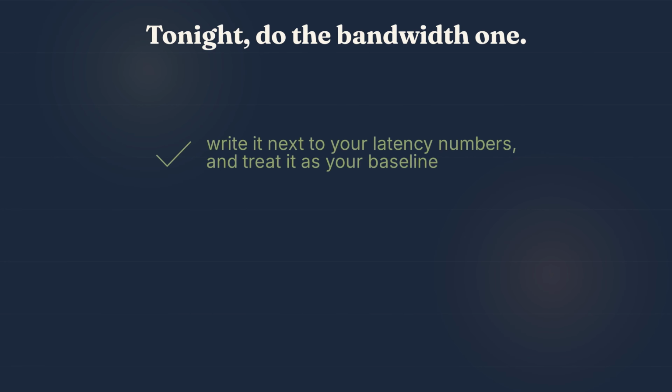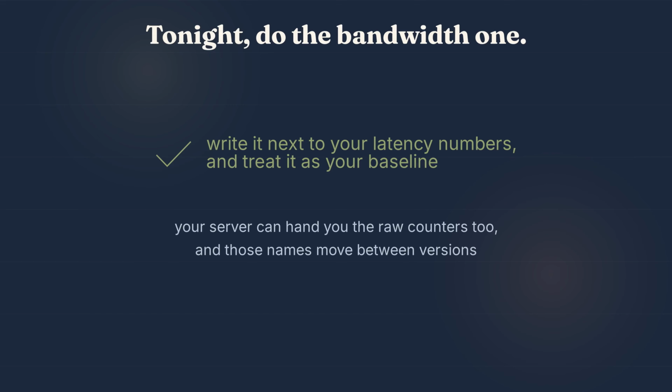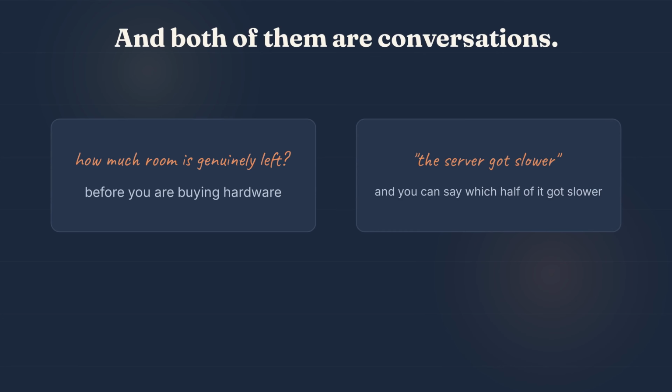Your server can hand you the raw counters for both of these too, and those names move around between versions. So we'll do that properly when we get to your metrics. And what does a baseline buy you? Two things, and both of them are conversations. It tells you how much room is genuinely left before you're buying hardware, and when somebody says the server got slower, you can tell them which half of it got slower.